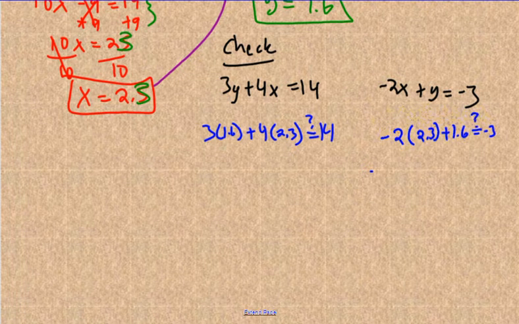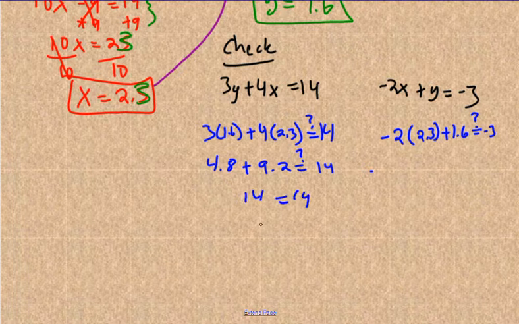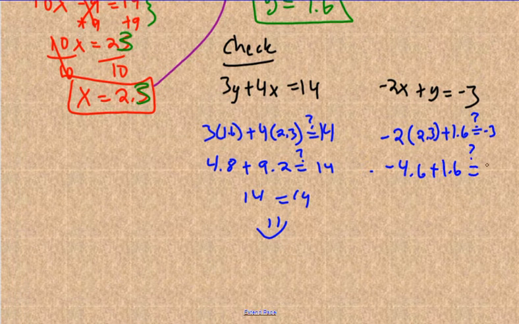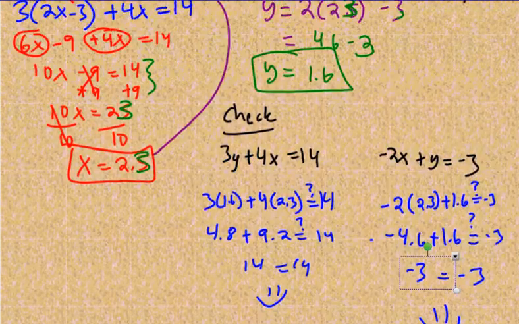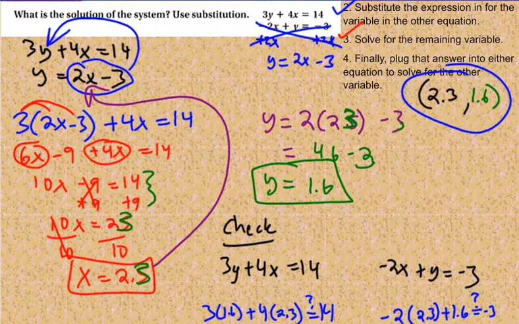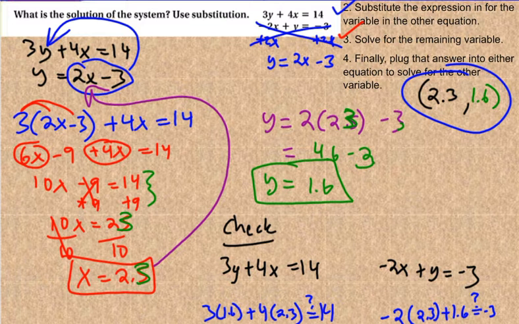Alright, let's do the left side. 3 times 1.6, that one I just checked, is 4.8. 4 times 2.3, I checked also, was 9.2. And if you add those together, you get 14. So it works for the first one. Let's check if it works for the second one. Negative 2 times 2.3 would be negative 4.6 plus 1.6. Is that equal to negative 3? And it actually is. Negative 3 equals negative 3. Woohoo! That means our ordered pair actually is decimals, but hey, it was worthwhile to check our answer and get the correct answer.